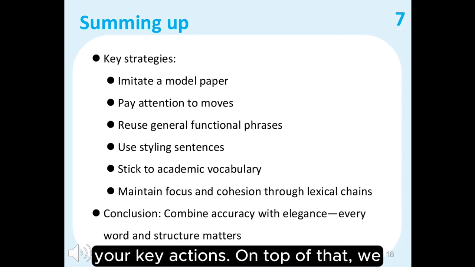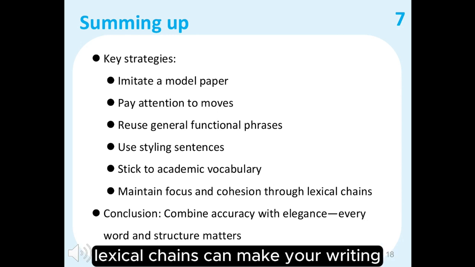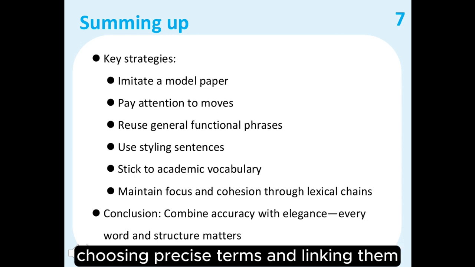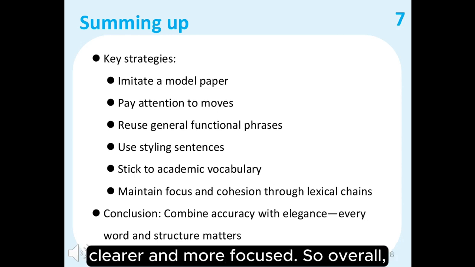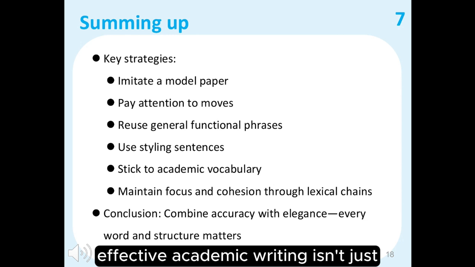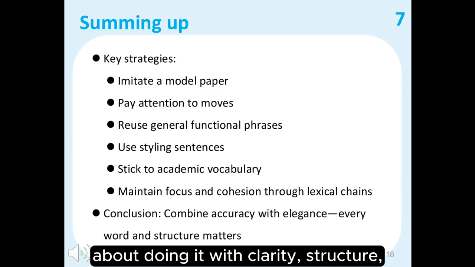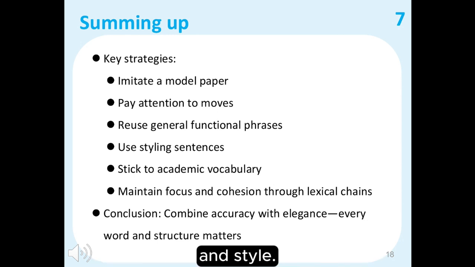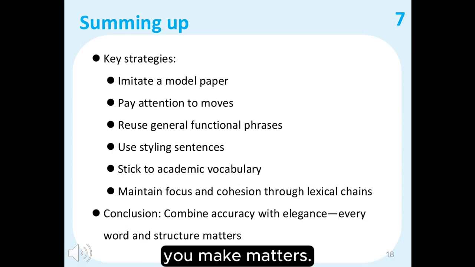On top of that, we explored how academic vocabulary and lexical chains can make your writing more cohesive and professional. By choosing precise terms and linking them across sentences, you make your writing clearer and more focused. So overall, effective academic writing isn't just about getting your point across. It's about doing it with clarity, structure, and style. Every word, every sentence, every choice you make matters.